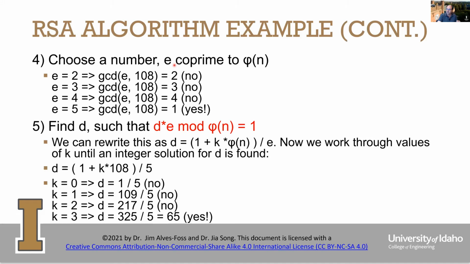I choose a number E that's relatively prime or coprime to phi of n. And what we do is basically say, let's say E is 2. What's the greatest common divisor of E and 108? That's 2. It's not relatively prime. There's a divisor bigger than 1. E of 3, relatively prime? No. 4, no. E of 5, the greatest common divisor is 1. So yes, that's a good encryption key. And we actually pick encryption keys that are small to make life easier.